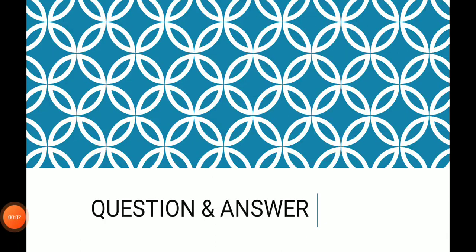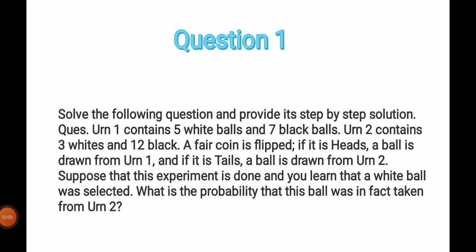So today we will discuss a few questions of NCERT mathematics. The first question is from probability. Urn 1 contains 5 white balls and 7 black balls. Urn 2 contains 3 white and 12 black balls. A fair coin is flipped, and if it is heads, a ball is drawn from Urn 1, and if it is tails, a ball is drawn from Urn 2.